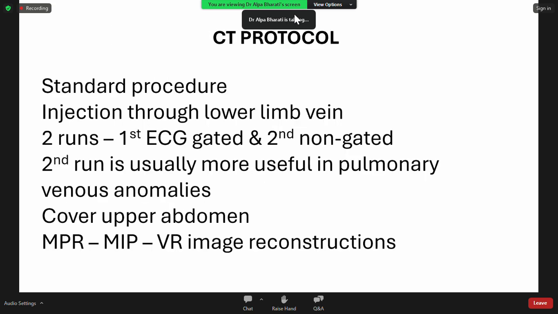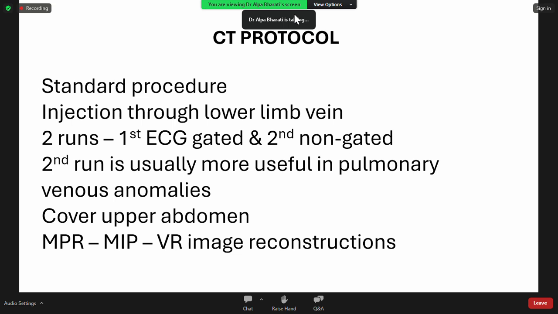Now the protocol. Usually we follow a standard protocol. We inject in two runs. First run is ECG gated and second is non-ECG gated. So the second run which we take, we have to cover the upper abdomen. Because if you're looking for an infracardiac TAPVC, or a mixed TAPVC, which you don't know before the scan, it may end up draining much below the diaphragm. So you don't want to miss that.